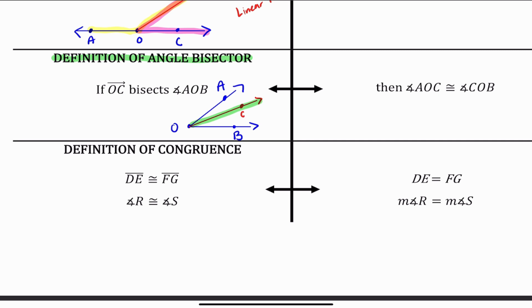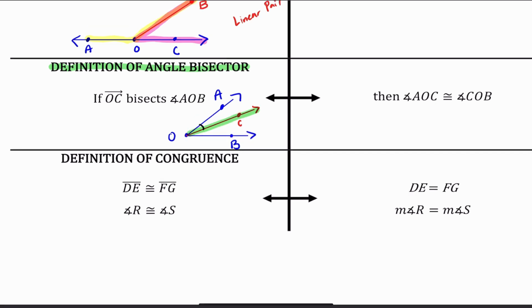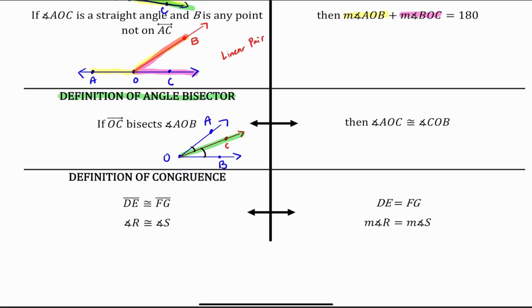So angle AOC is congruent to angle COB, and I'm going to draw one arc here and one arc there to indicate that those two angles are congruent to each other. Now remember, this is still a definition. I can say if angle AOC is congruent to angle COB, what's the result of that? Well, here's angle AOC, and it's congruent to angle COB, which implies that there is an angle bisector, which is ray OC. So the statement could be read, if angle AOC is congruent to angle COB, then ray OC bisects angle AOB.